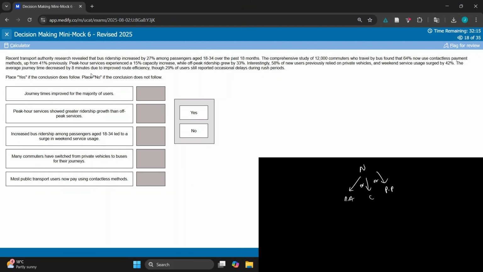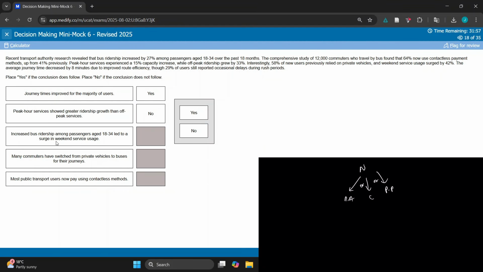The average journey time decreased by 8 minutes due to improved route efficiency. Okay, average journey time increased by 8%. The 29% report occasional delays. Okay, fine, I'll put yes for that. Peak hour services show greater growth. So peak hour is 15%, off peak shows 33, so that's wrong.